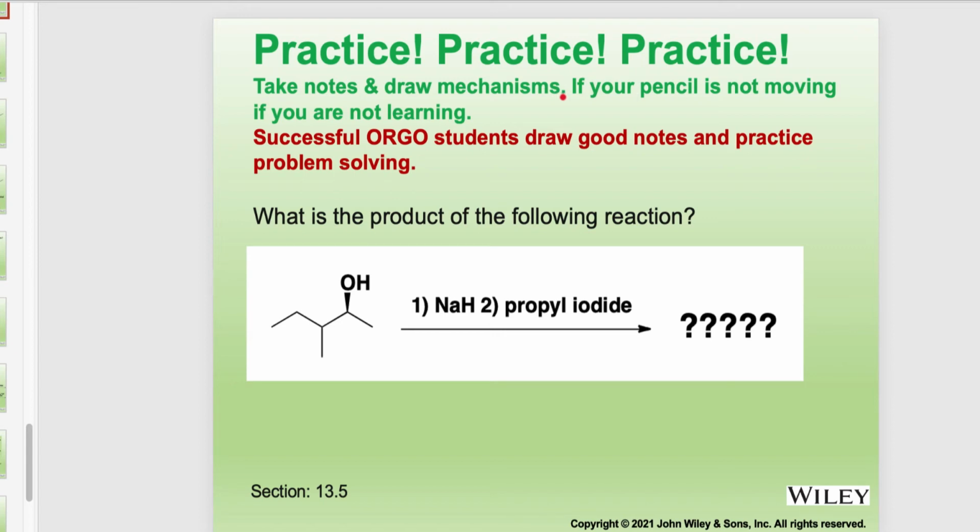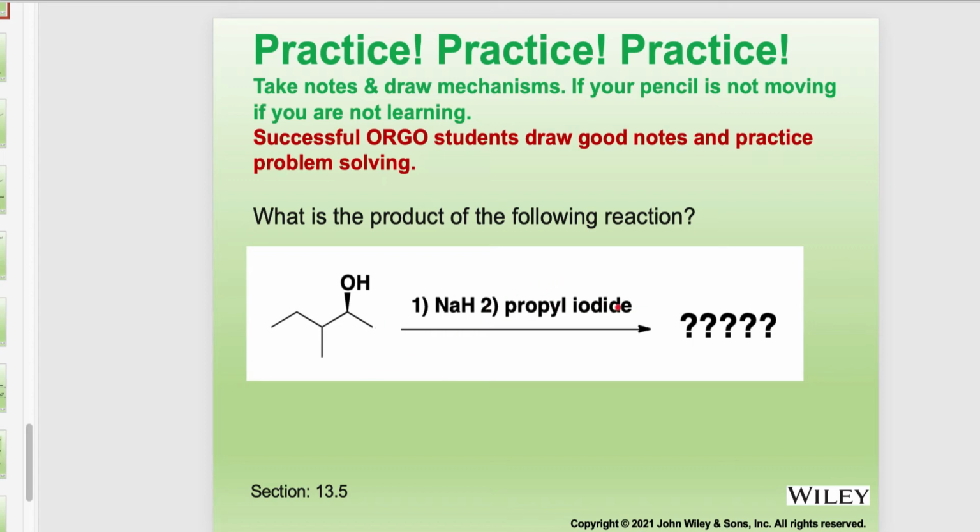And I have to say, if your pencil isn't moving, you are not learning. So you need to move that pencil. It is about the eye-brain-hand coordination to digest the really very complex and often abstract information that's being discussed in organic chemistry. So we're going to start out with one of these examples. The next few slides will solve various problems. Try to solve it, pause the video, think about what this means.